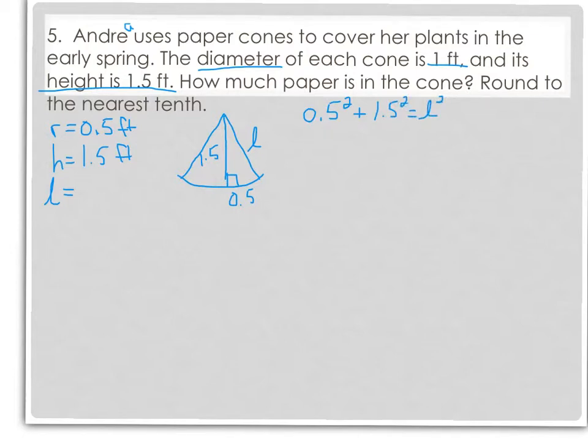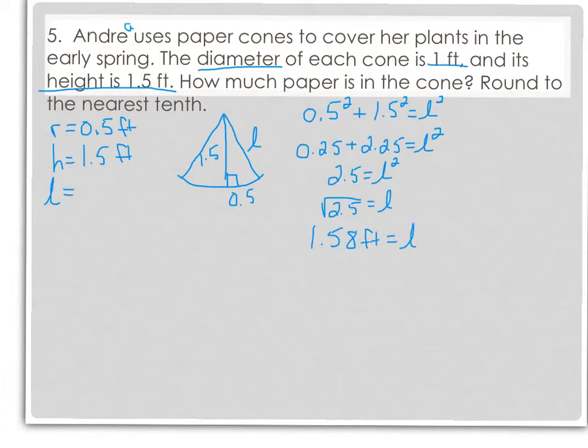And then simplifying, 0.25 plus 2.25 equals L squared. Combining like terms, we have 2.5 equals L squared. We're going to take the square root to solve for L. We get about 1.58 feet as our slant height. I'll fill that in over here.